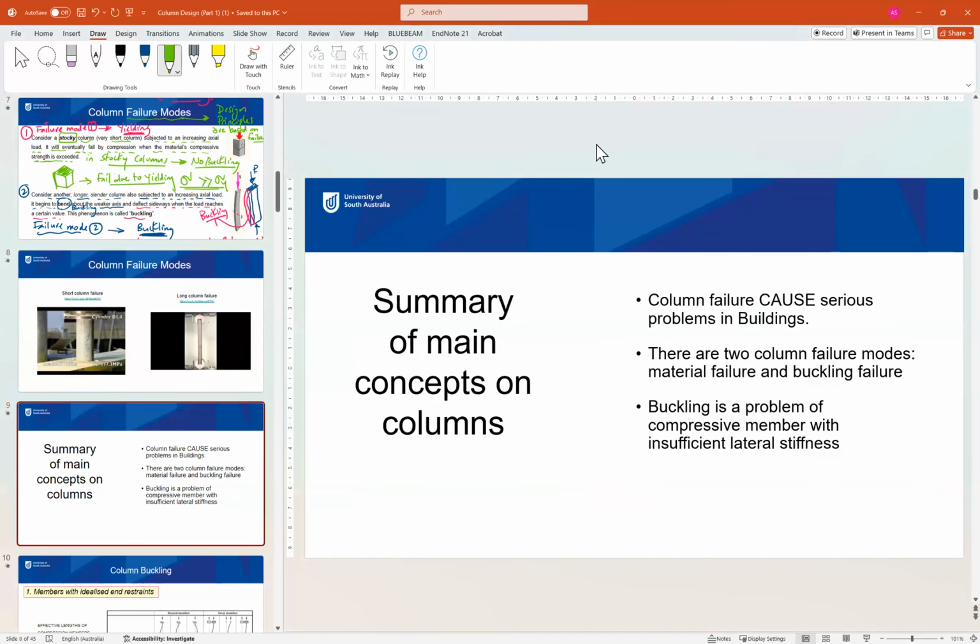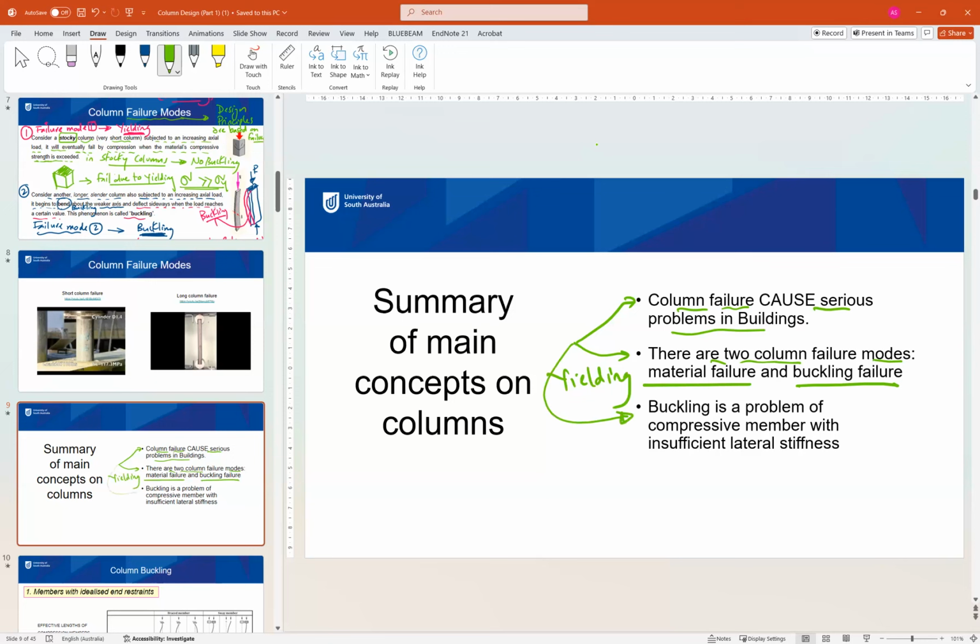Okay, the summary for what we have done already in the columns. First thing is columns failure will cause serious problems in structures. There are two column failure modes. One of them is the buckling failure. The other one is the yielding or material failure.